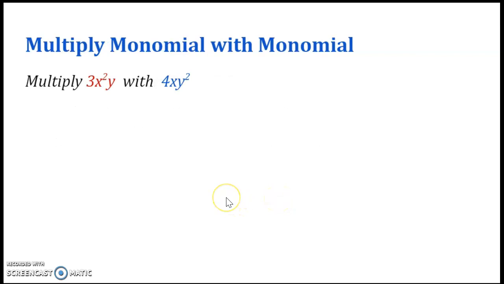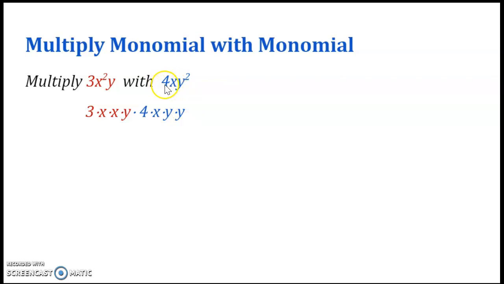So let's just quickly review what we said last lesson. If you are multiplying 3x squared y with 4x y squared, by the way, 3x squared y is a monomial because it has one term, and we're multiplying that to another one-term polynomial. So it's a monomial multiplying a monomial. In this case, 3x squared y is really 3 times x times x times y. And then to that, we are multiplying 4xy squared, which is 4 times x times y times y. That's what each of the terms represents.